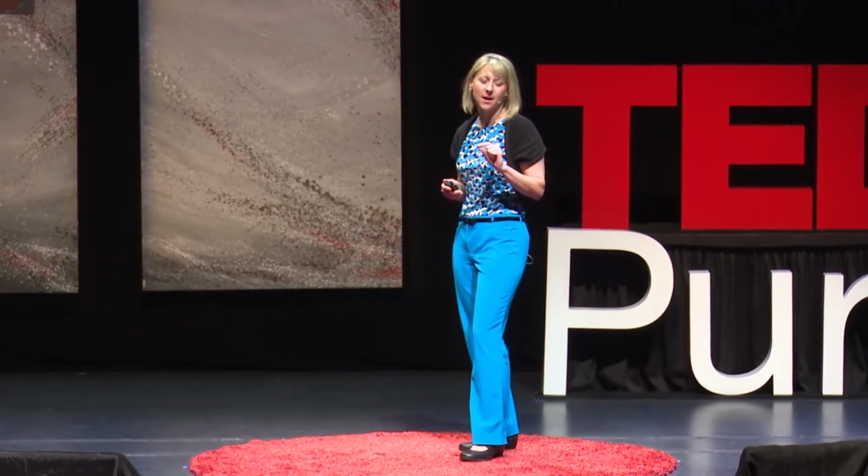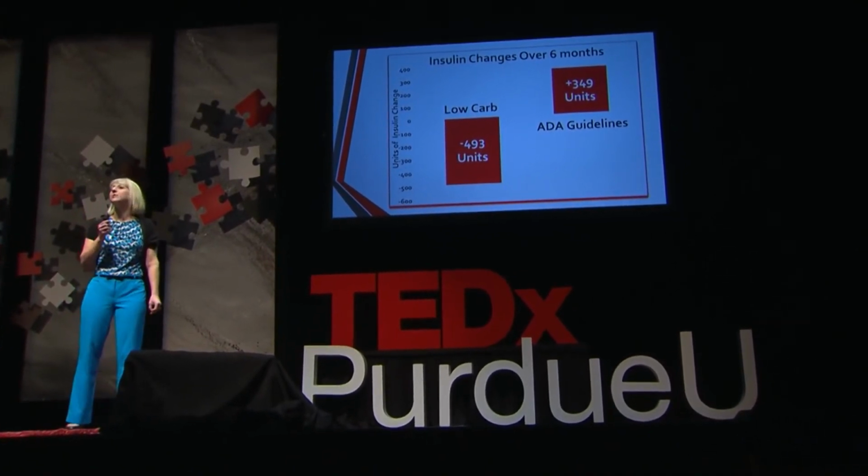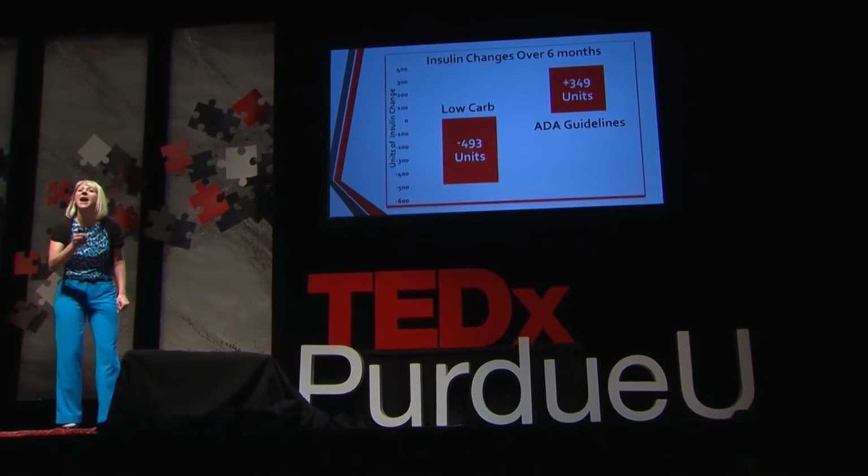So I want to show you a slide now that demonstrates where that savings is coming from. So this is looking just at the insulin difference in the two groups after 6 months. And what we can see is that the low-carb group was able to decrease their insulin by almost 500 units a day. Whereas in the ADA-treated group, they had to increase their insulin by almost 350 units a day. Two important things. Number one, insulin's expensive. And number two, not all the people in this study were even on insulin, which makes these results even more impressive.